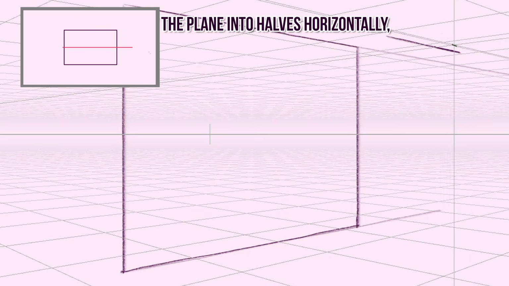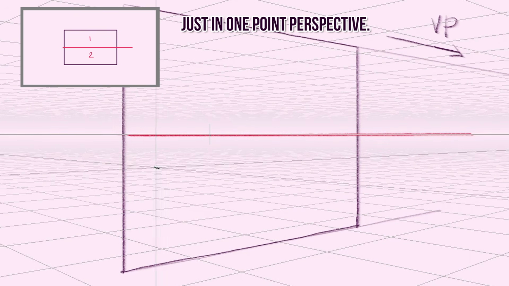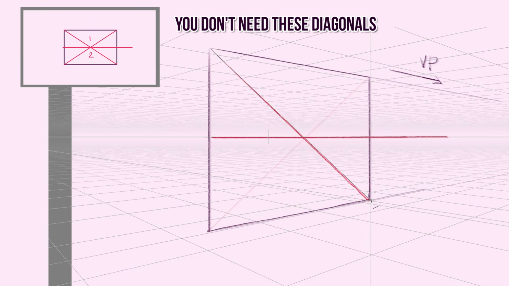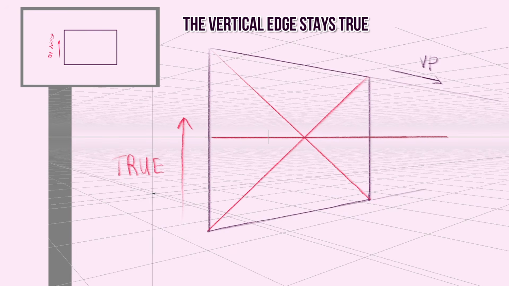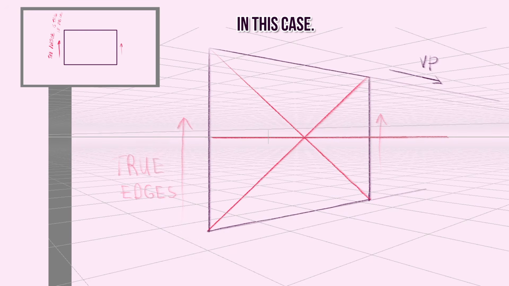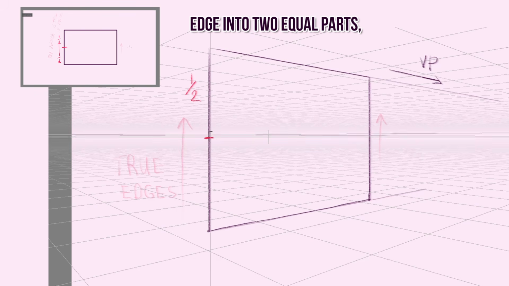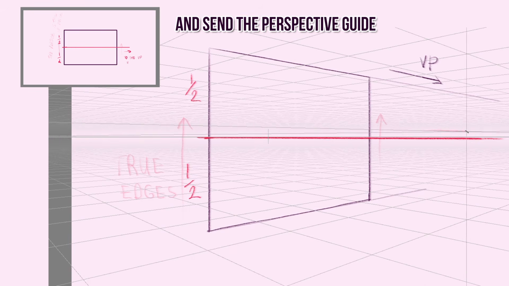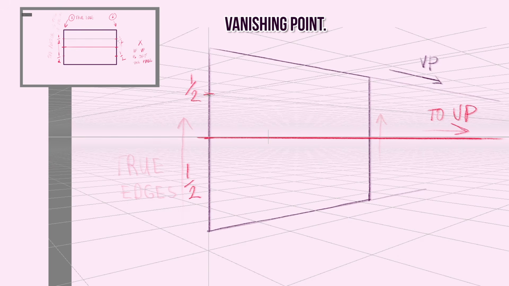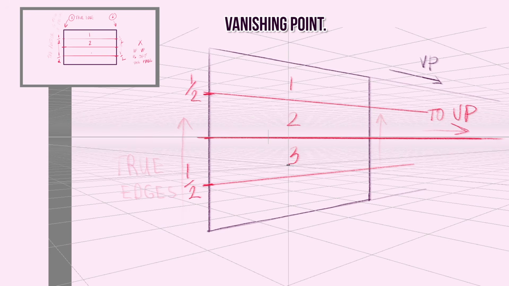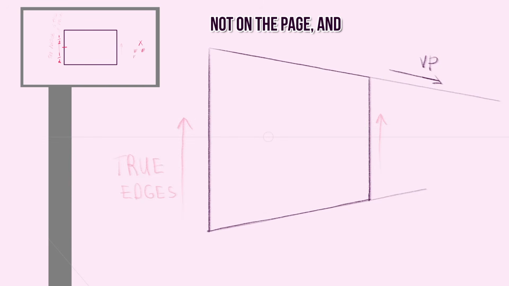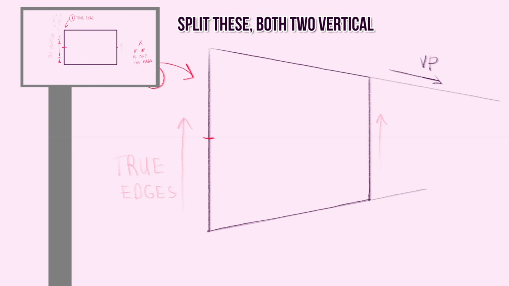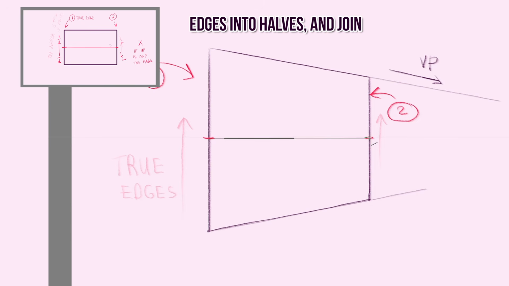If you need to divide the plane into halves horizontally, just in one point perspective, you don't need these diagonals to find the middle, because the vertical edge stays true in this case. So just split the front edge into 2 equal parts and send the perspective guide to the vanishing point. If the vanishing point is not on the page and you still need to split the object, just split both two vertical edges into halves and join the marks.